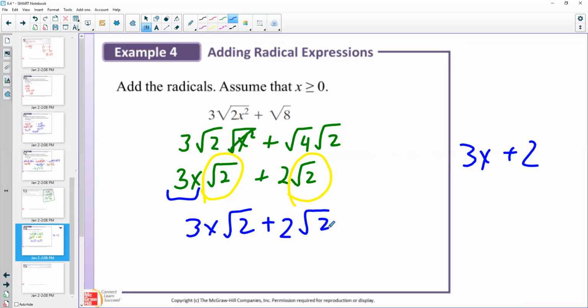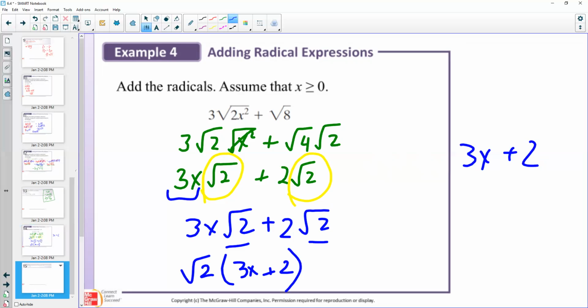Alex is going to ask you to go one step further. There is technically a common shared term here. It is the radical 2. So what you can do is factor out the radical 2 out to the front like this. So I have radical 2 times 3x plus 2. That's fine as well. All right, here's the last one.